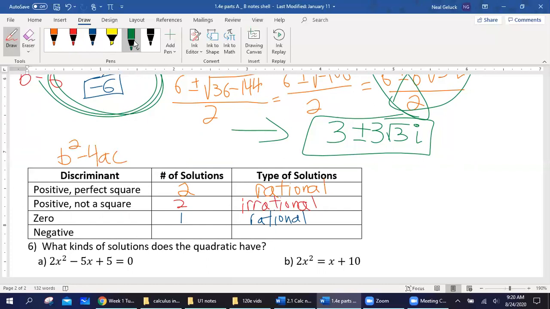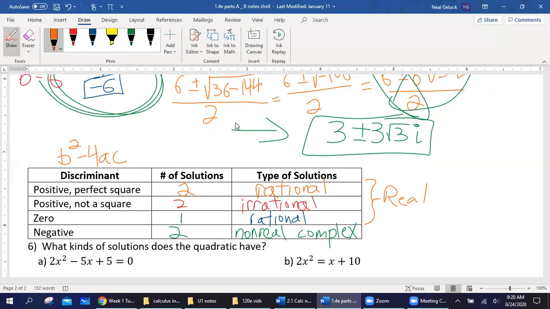And finally, if you get a negative inside there, that means a negative in the square root, you're going to still get two answers, but they are going to be non-real complex answers, because you'd have the square root of a negative. So the first three cases, whether it's rational or irrational, these are all real numbers. So you're going to get real answers. The last case is where you'll get the non-real stuff.